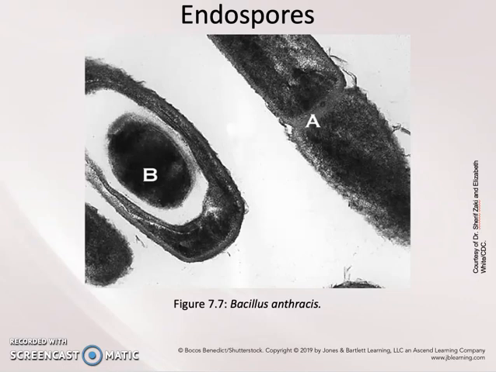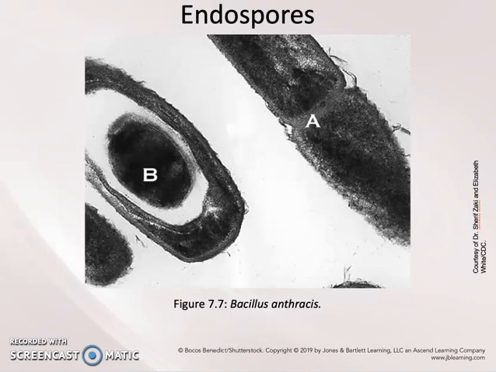When the good environment comes back, the endospores can essentially germinate, much like a seed. And when the cell comes out of the endospore state and starts growing and dividing again and is no longer dormant, it's referred to as the vegetative state. Vegetative cells are really easy to kill, whereas, as I mentioned, endospores are very difficult.